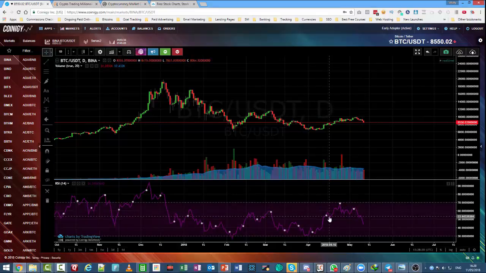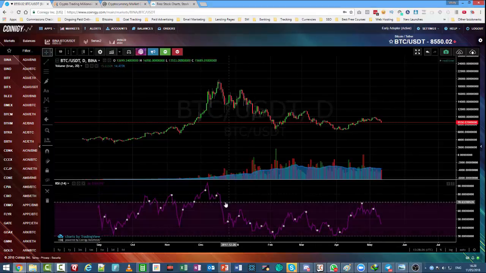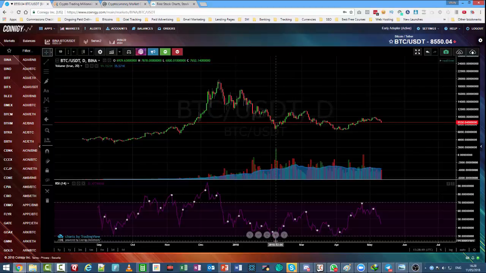If it hits this point, which is at 70% right here, it means that the market is overbought and the price can go down, like we saw here in December. The market was way overbought, so the next logical phase was to go down. And we hit this level in February, when the market was way oversold. When it hits 30%, we're pretty much going up from this point.